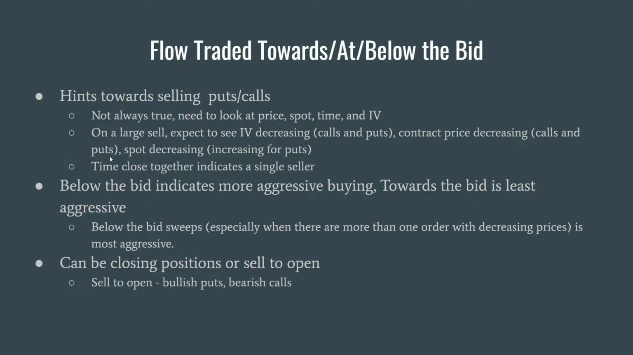And then again, same as we saw with the ask side flow, the time close together indicates a single seller. So below the bid indicates more aggressive selling. Towards the bid is least aggressive. Same thing we saw with ask side flow. And again, it's important to look at historical flow, as these could be sell to open positions, such that sold puts are bullish and sold calls are bearish. So just think opposite of normal. But if you do see similar trades that were placed previously, then these are likely closing out those orders.